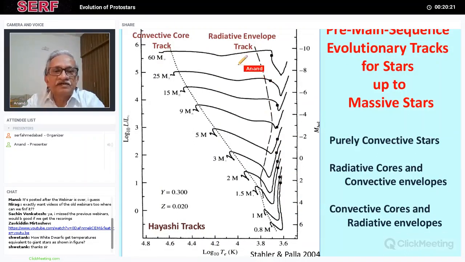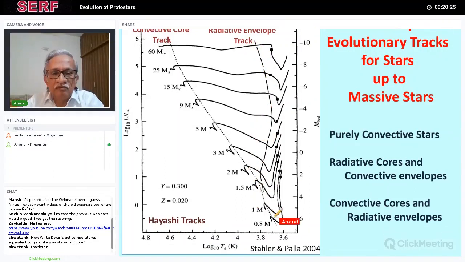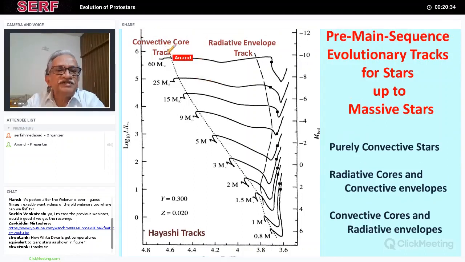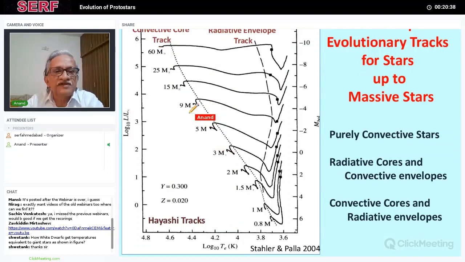Now this is a track wherein the radiative envelopes are developed. In the low mass stars, the radiative envelopes are not at all there. This is a convective core. The cores are convective for a number of stars here, but as you come down to the low mass stars, mostly it is convective.